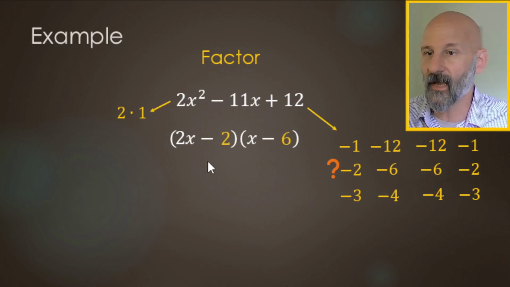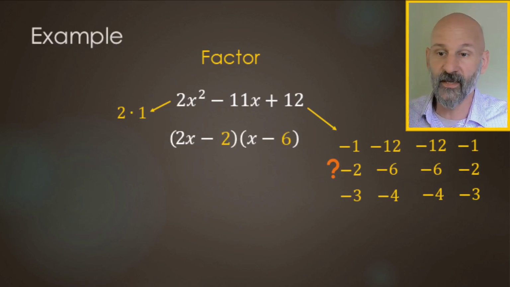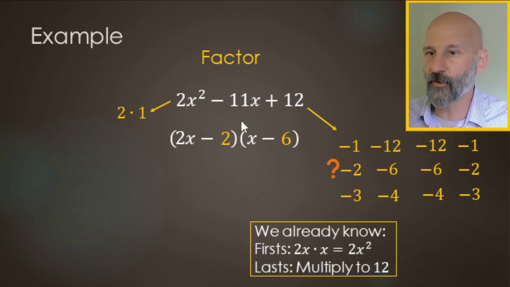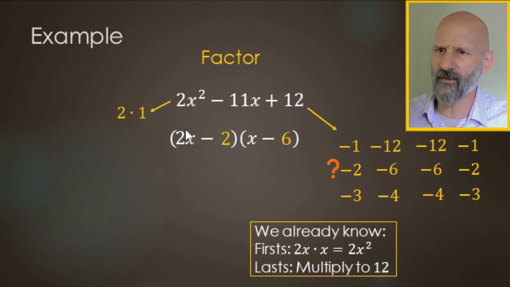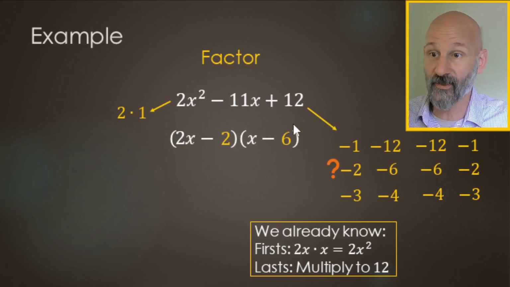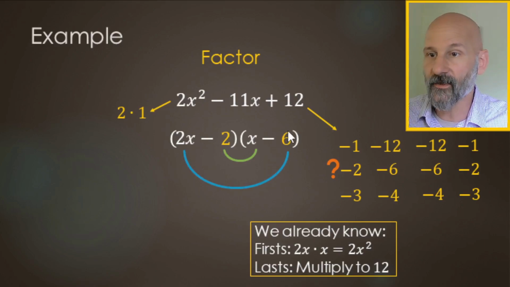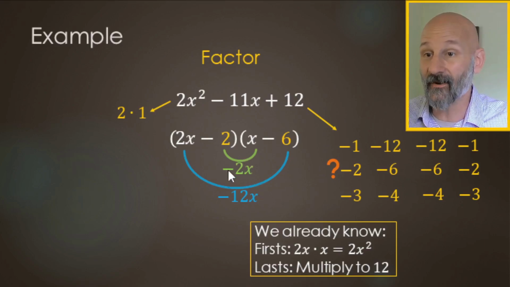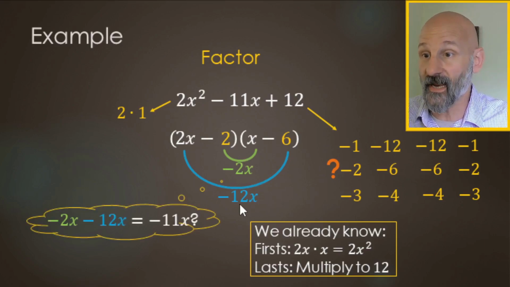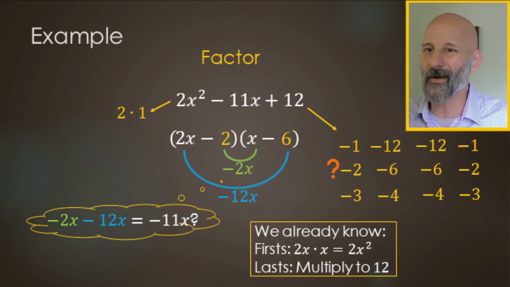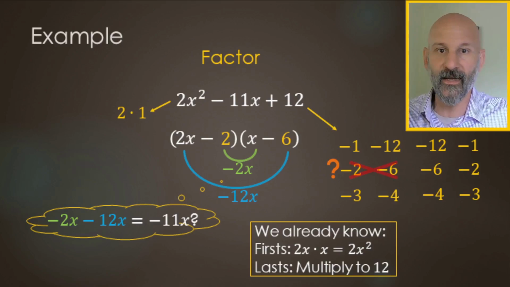So here we go. So we got a 2x minus 2 and an x minus 6, and now we're guessing. So we already know 2x times x makes 2x squared, so we don't have to check the firsts, the lasts, and 2 times 6 makes 12. All of these are going to make positive 12, so we don't have to check the lasts either. We're just checking the inners and the outers, okay? So here we go. 2x times negative 6 is a negative 12x. Negative 2 times x makes a negative 2x. And now we're asking ourselves, negative 12x plus a negative 2x, does that make negative 11x? It's negative 14, so no, not negative 11x. So we know it's not negative 2, negative 6.